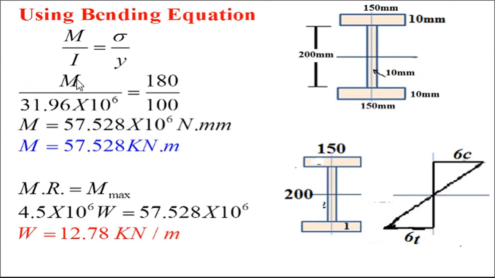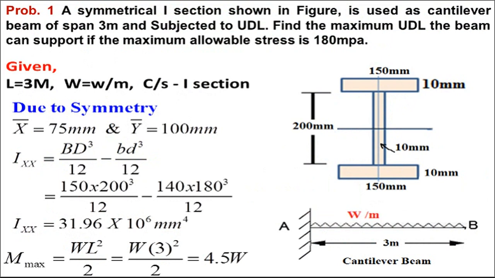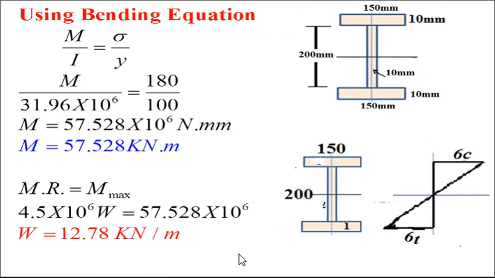M is equal to 4.5 W, or you keep M as it is. We have calculated here I is equal to 31.96 into 10 to power 6. By putting all the values, you will get M here, but that M will initially be in Newton mm because it has a 10 to power 6. If you divide it by 10 to power 6, it will be 57.528 kilonewton meter.